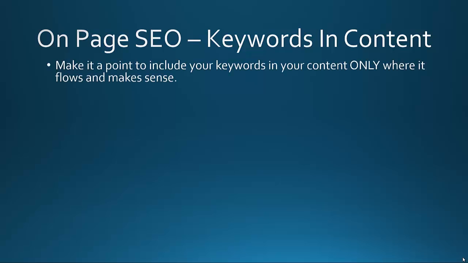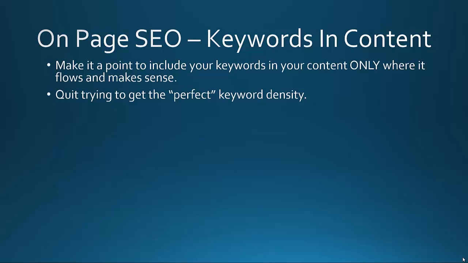Make it a point to include your keywords in your content only where it flows and makes sense. Quit trying to get the perfect keyword density. That again is a thing of the past. People will get caught up in that. There are even some SEO experts that'll try and tell you that you need to have a certain dialed-in keyword density of 3.25% per page, and that's just way too technical. You don't need to do that. There's no perfect keyword density out there. That ship has also sailed, along with many other outdated SEO methods.